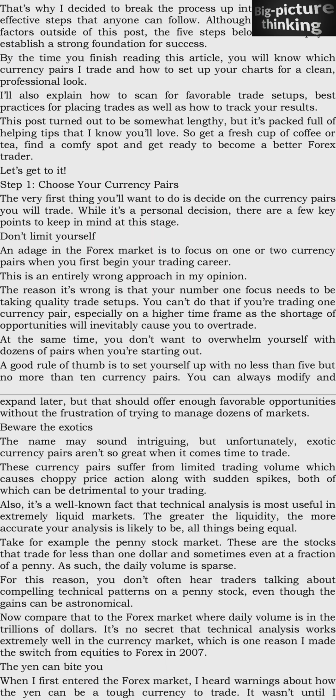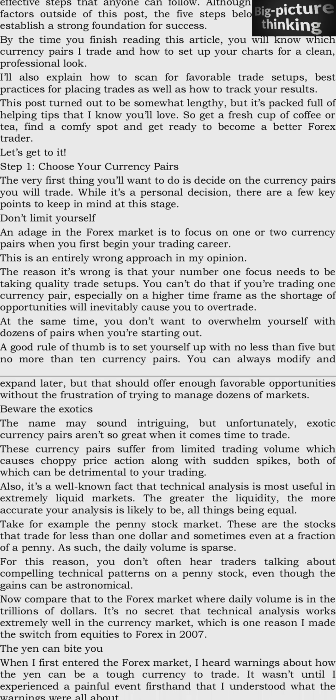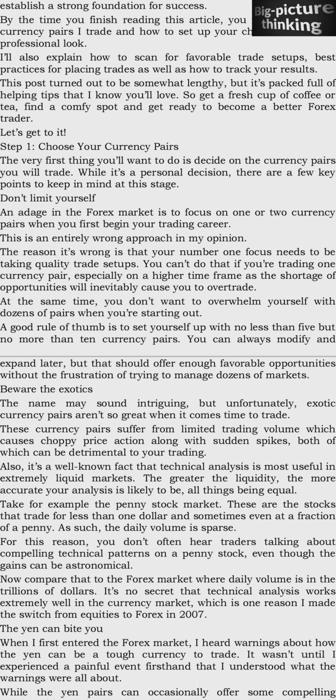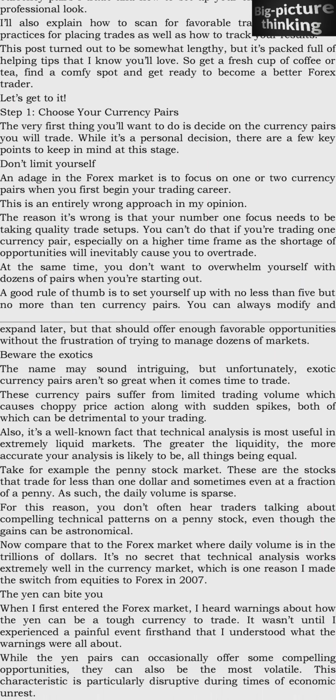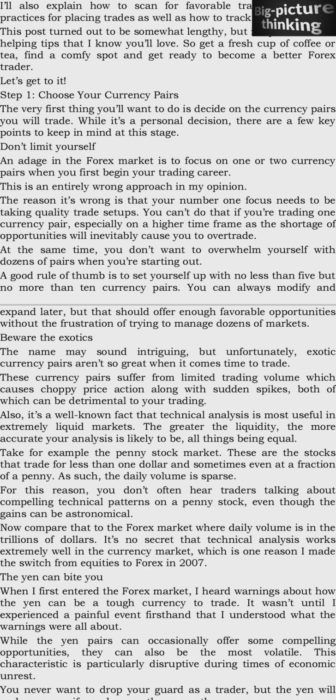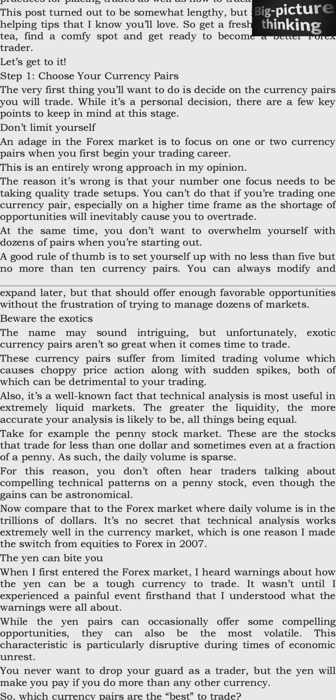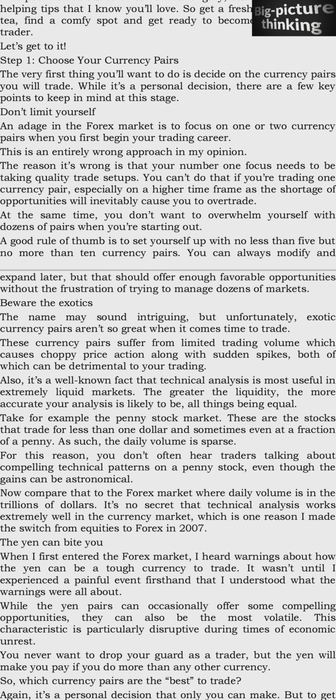The reason it's wrong is that your number 1 focus needs to be taking quality trade setups. You can't do that if you're trading 1 currency pair, especially on a higher time frame, as the shortage of opportunities will inevitably cause you to overtrade. At the same time, you don't want to overwhelm yourself with dozens of pairs when you're starting out. A good rule of thumb is to set yourself up with no less than 5 but no more than 10 currency pairs. You can always modify and expand later, but that should offer enough favorable opportunities without the frustration of trying to manage dozens of markets.